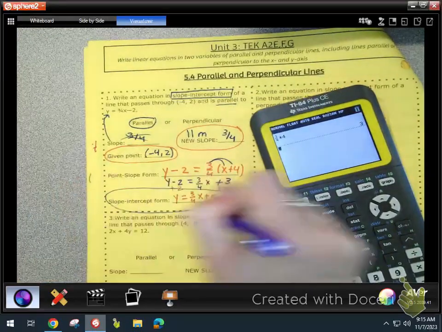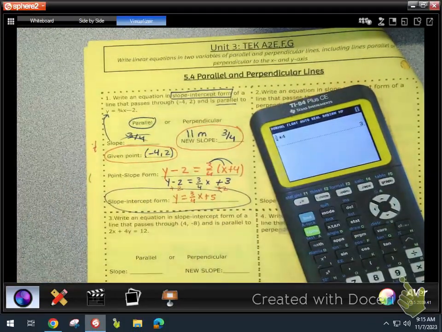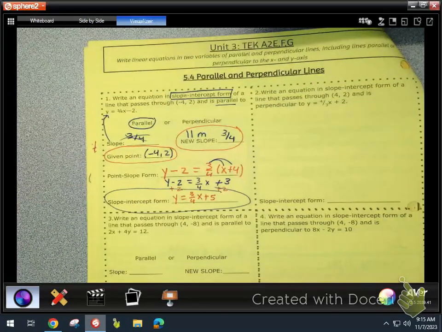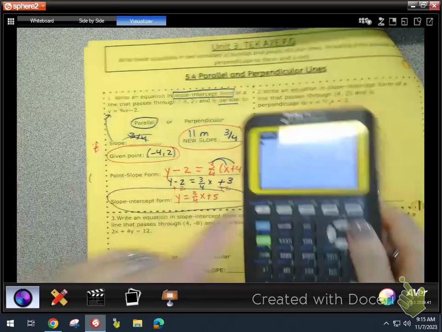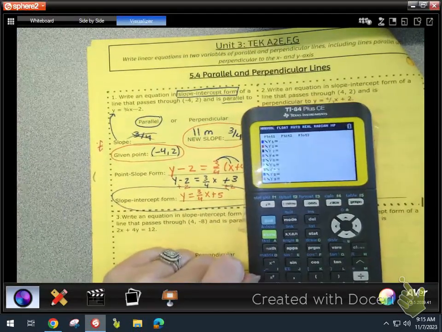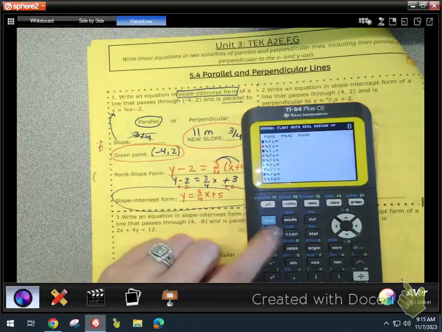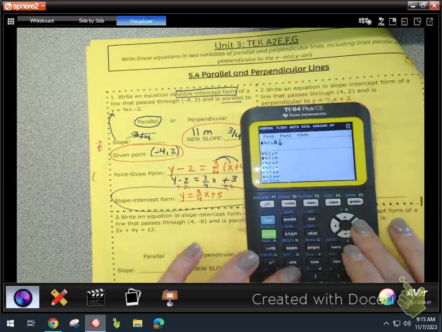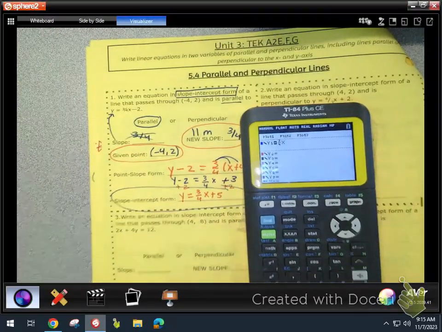Okay, if you have something in slope intercept form, what can you now do that you can't do in point slope form? Has to do with this guy right here. When you have something in slope intercept form, you can now put your equation in y equals. Let's do that. This is a way that you can check. I love to check my work.